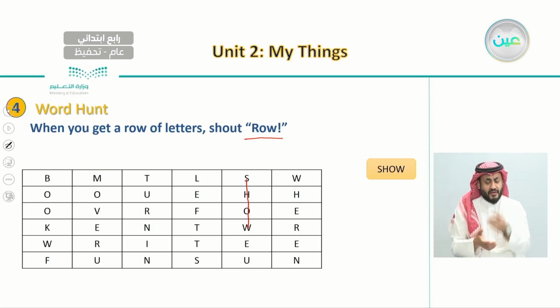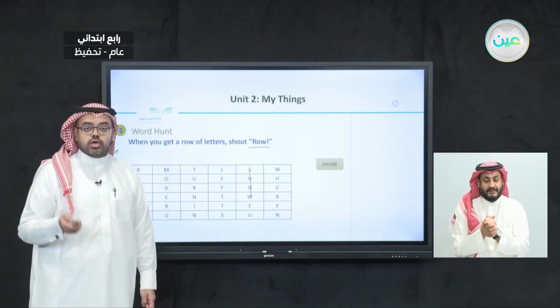And then when you have pieces of paper with this table, you can choose the word you listen to. And after you choose the word, you make a line similar to this one and say row. So let's do it one more time so you can know how to play this word hunt.